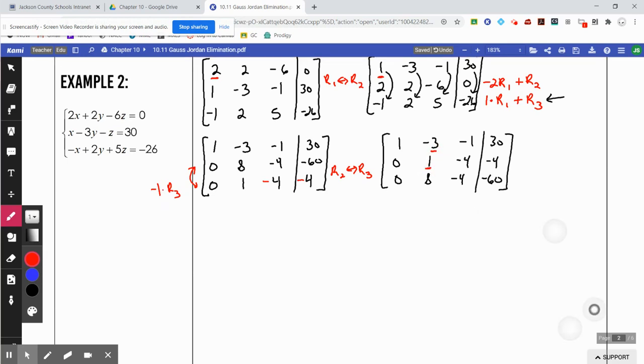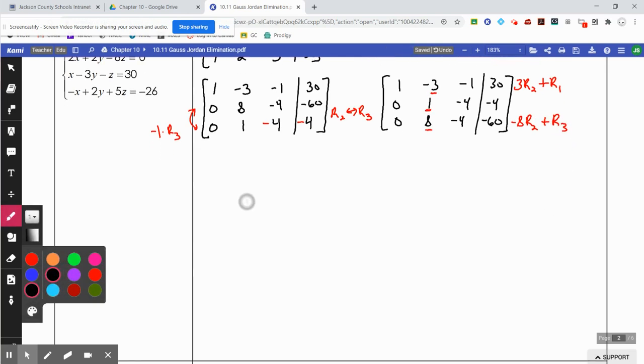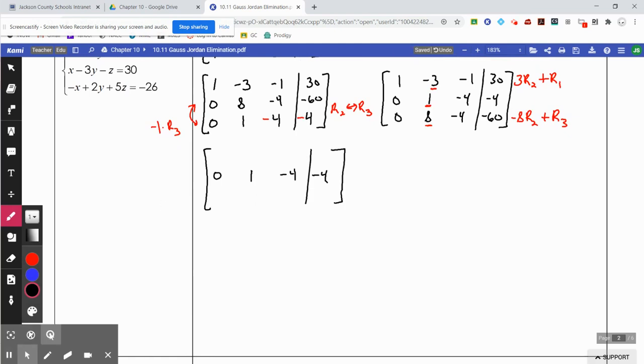And the way I'm going to do it is I'm going to do 3 times row 2, and I'm going to add it to row 1. And let's go ahead and make this a 0 in the same step. So use the same 1. I'm going to do negative 8 times row 2, and I'm going to add it to row 3. So the only thing that stays the same is going to be our second row. And now let's change the other 2.